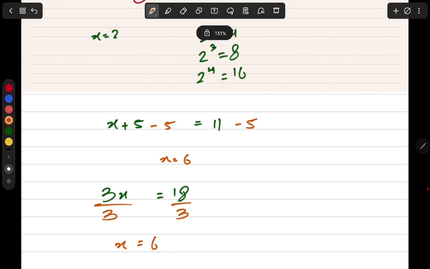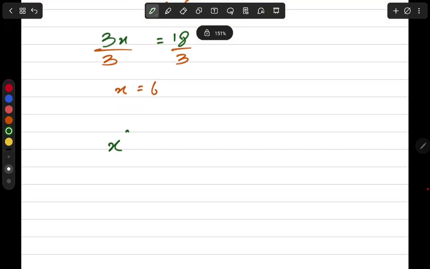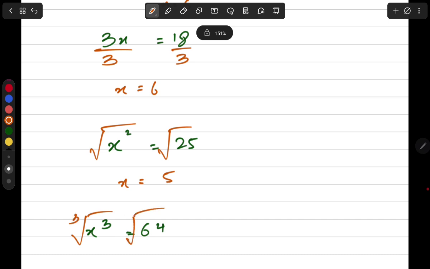Now, this is easy. What if you had x squared is equal to 25? How do you do it? You take the square roots on both sides, so you get x is equal to 5. If you had, let's say, x cubed is equal to 64, how do you solve it? You take cube roots on both sides, so you get x is equal to 4, right? We have an operation that reverses cubing as well, right?